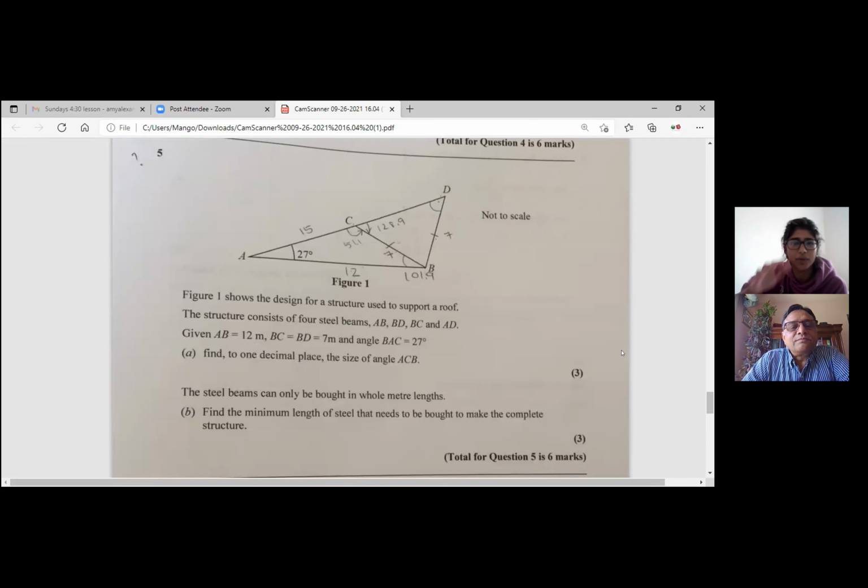It's question 5. These aren't my working out, just ignore them. Yeah, sure, no problem. So what is the question here?